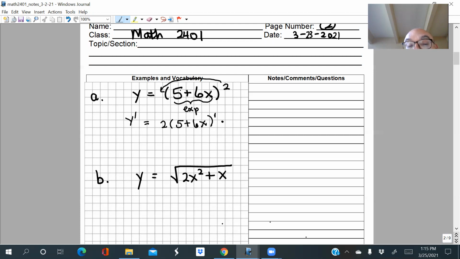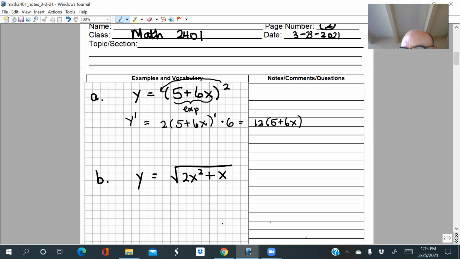What is the derivative of 5 plus 6x, though? That's easy. Just the part inside the parentheses. What's the derivative of that? 6. Exactly. So at the end, I'm going to multiply in 6. That's all there is to it. That is the derivative. So it's 12 times (5 plus 6x). Done. See, just that fast.